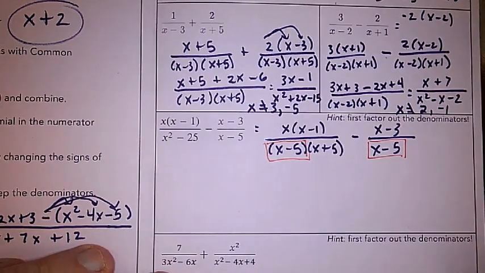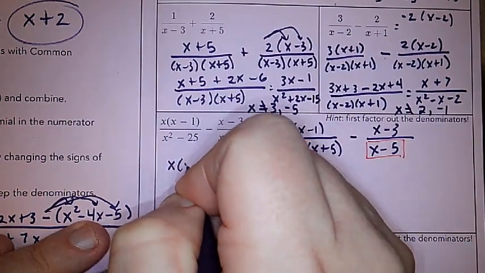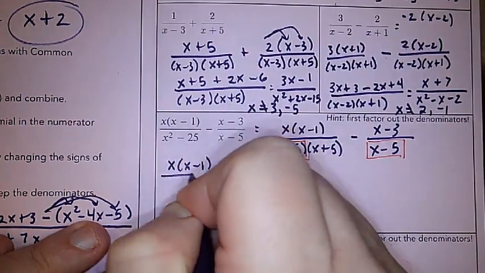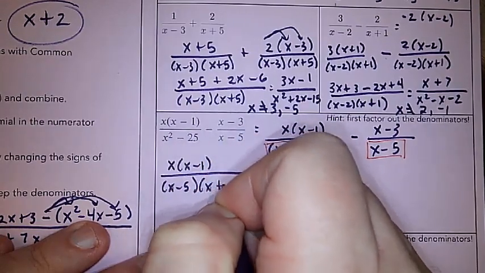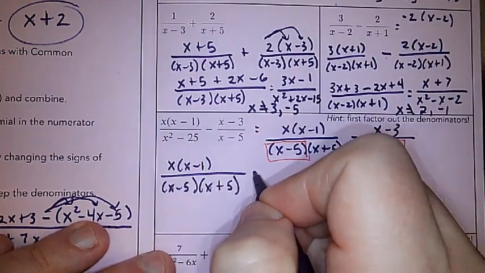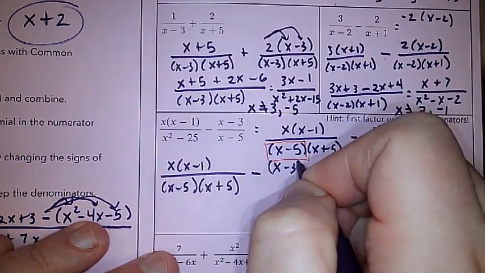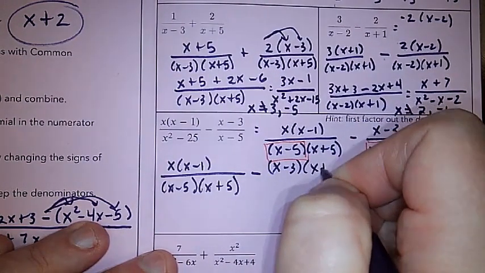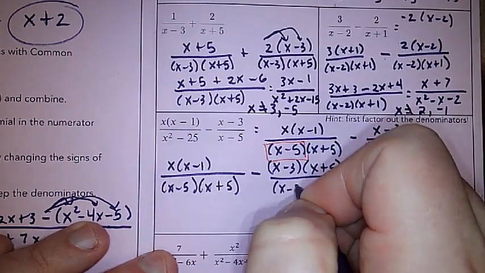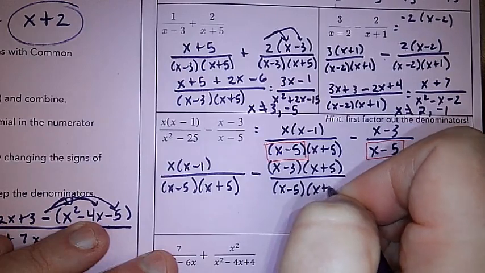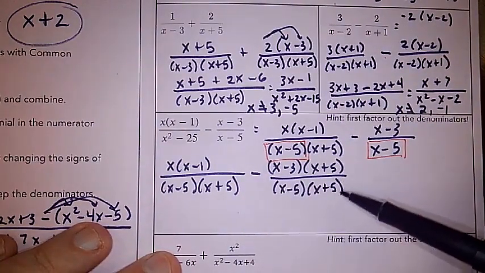So I'm going to rewrite my first fraction, x times x minus 1, divided by x minus 5 times x plus 5. And I'm going to subtract x minus 3 times x plus 5 divided by x minus 5 times x plus 5. So you'll notice I'm multiplying my second fraction by x plus 5 so that way those denominators match.